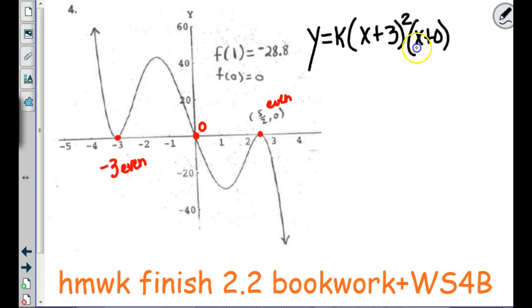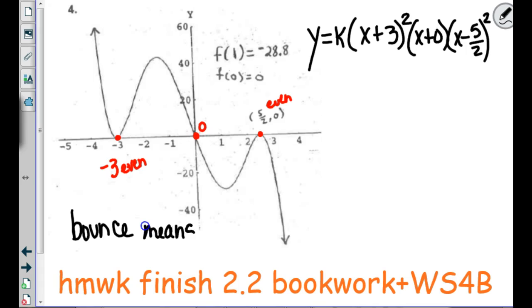Okay, or you could have just put an x out front, right? And the other one? X minus 5/2, okay? And it's got to have a squared because it's bouncing. Okay, bounce, or kiss, if you want to call it that, kiss or cross, but means multiplicity 2, or 4 or 6. Okay. Now what? We still have to find k. Yes, we need to put a point.